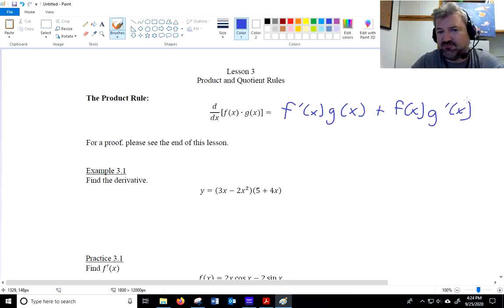So remember, when you have the product of 2 functions, you take the derivative of the first times the second, plus the first times the derivative of the second. Let's try it. So notice that this is a product. This would not be that difficult for me to expand. I could certainly use expansion and multiply these two and then take the derivative using our basic rules. But let's practice our product rule.